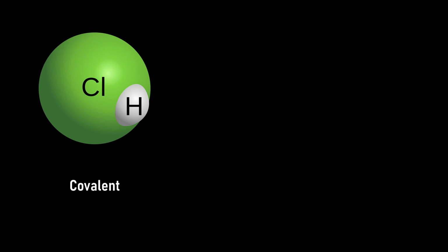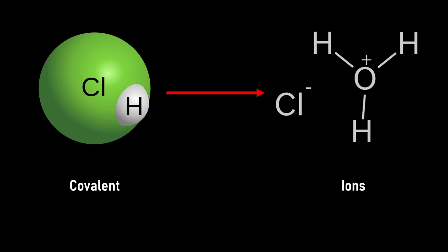If you look at a hydrogen chloride molecule, you'll notice that it's a covalent compound. This means electrons are shared. There are no positive or negative ions. However, when you dissolve this HCl in water, it separates into H+ and Cl- ions.